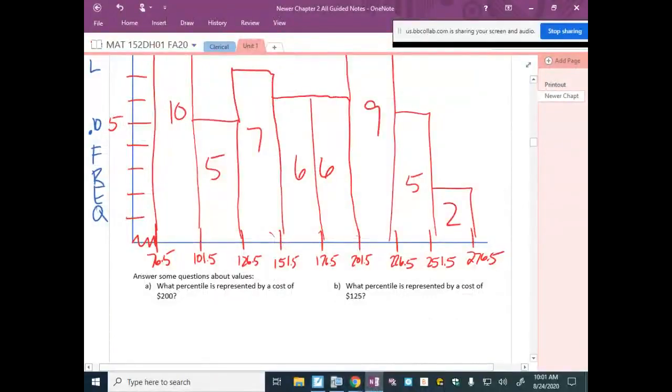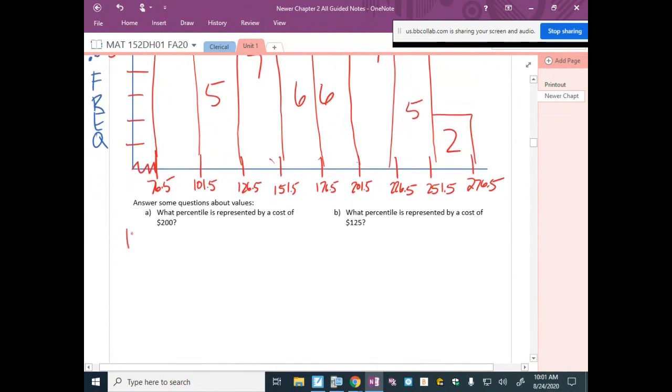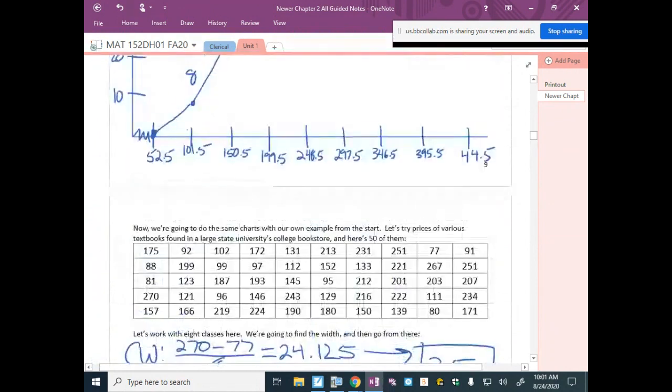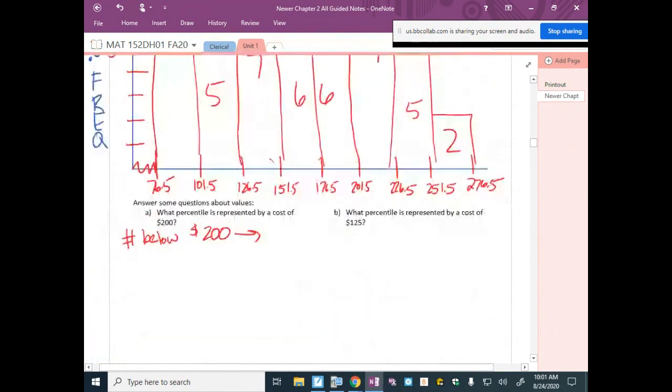So now the only unfortunate thing about sharing the classroom is I don't have my data entered in the calculator anymore. So I want to ask a couple of questions. What percentile is represented by a cost of $200? Well, the question is, how many were below the $200 mark? These were textbooks. How many textbooks were below the $200 mark? Can somebody tell me that?